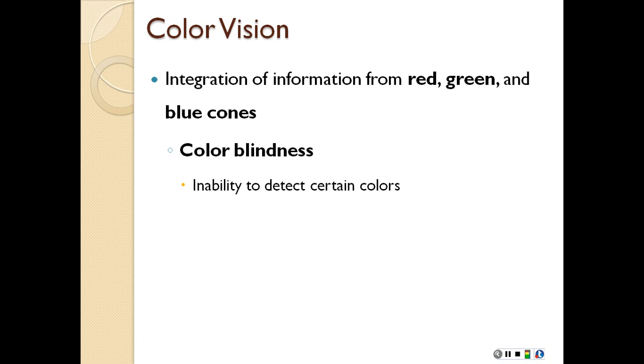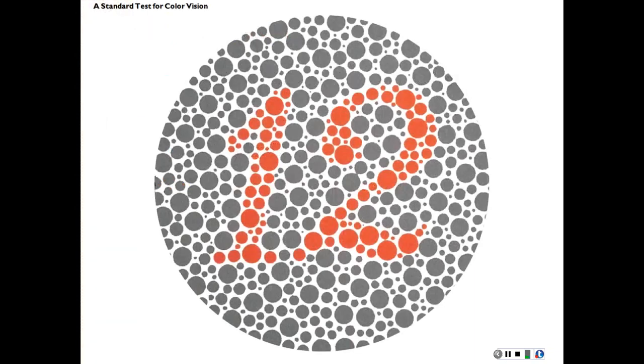Color vision, integration of information from red, green, and blue cones. So we have cones. Remember, cones are for color vision, but we have 3 different types. And those are the colors of red, green, and blue that these cones detect. Inability to detect certain colors results in color blindness.